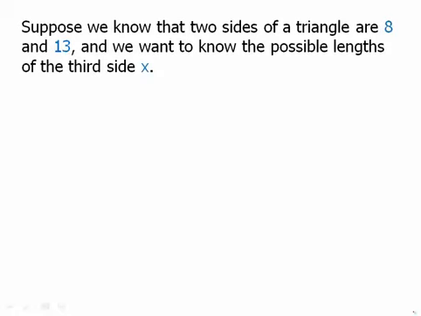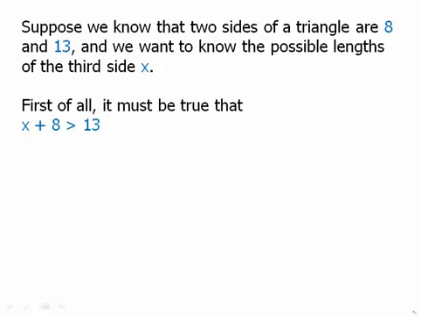Suppose we know that two sides of a triangle are 8 and 13, and we want to know the possible lengths of the third side. Well, certainly it's true that if we take the sum of the unknown side plus 8, it has to be bigger than 13. Well, from this inequality, we could subtract 8 from both sides, and it means that that x has to be greater than 5. So that's one of the statements we have. And notice that 5 is the difference of 8 and 13.